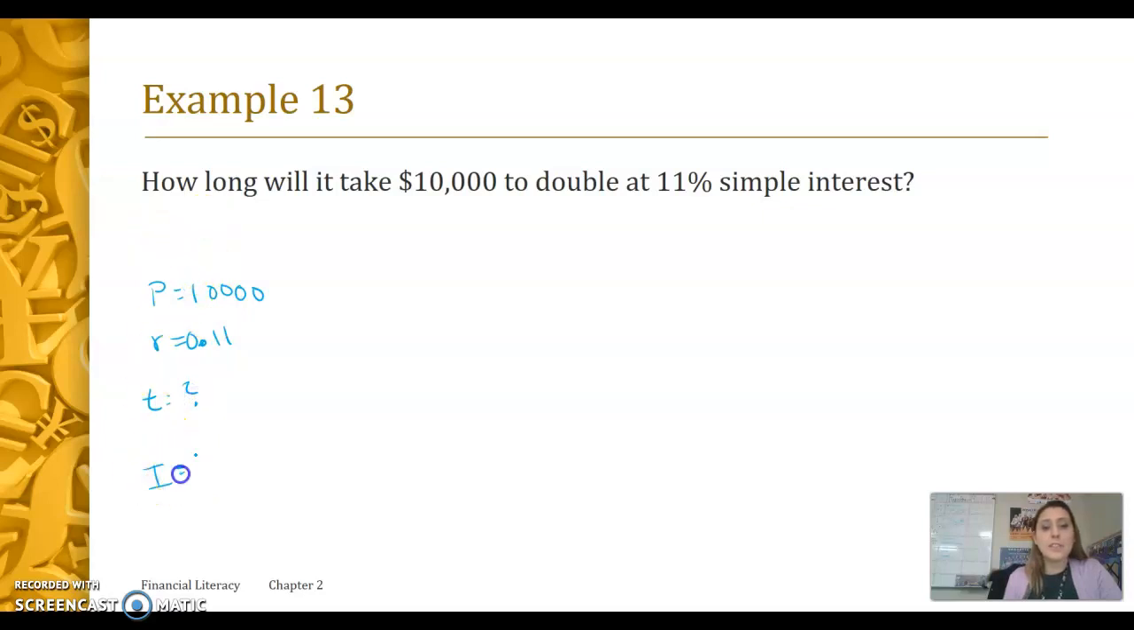And then my interest, well, it's asking me to double it. So how much would my interest need to be? Well, it would need to be $10,000 if I'm going to double it. So 10,000 plus 10,000. So then we would just set it up the way that we have been and put the numbers that we know and then solve. Times 0.11 times t, and then we would solve for t. So if you want to hit pause and solve for that, and we will check your answer.